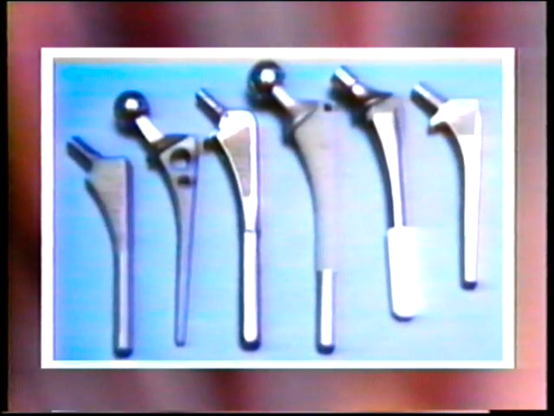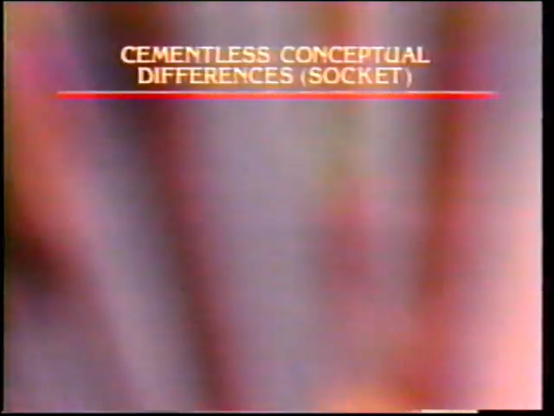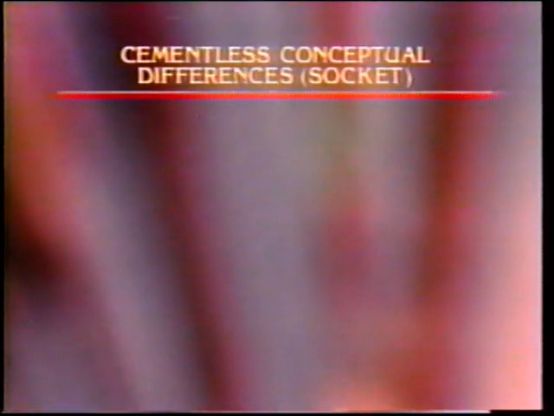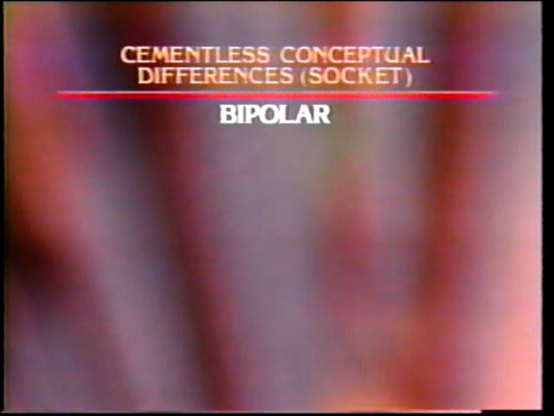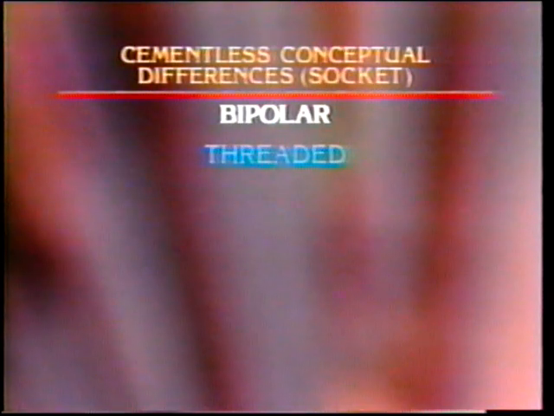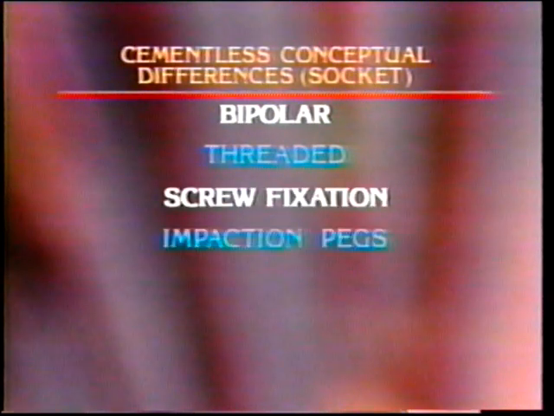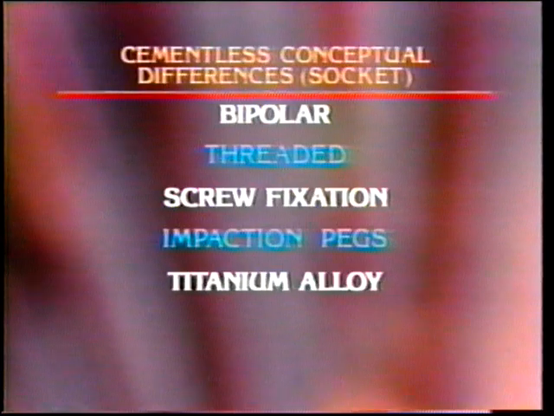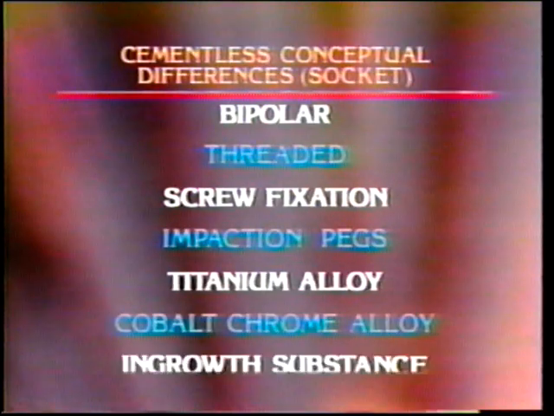The problem with stress shielding is being addressed at this time, with the porous coat being recessed in most designs more proximally than distally because of the stress shielding of the proximal femur. In the conceptual differences on the socket, the bipolar, of course, is one that is still being used in some areas. The sockets, however, some are threaded, some with screw fixation, some with impaction pegs, titanium alloy, cobalt chrome alloy, and the ingrowth substance again varies.